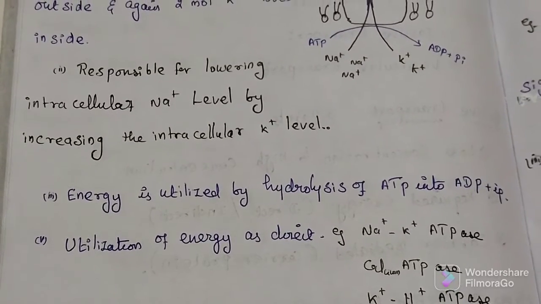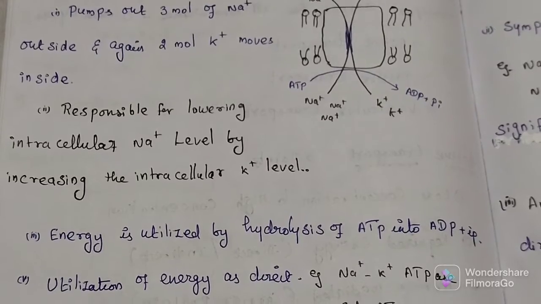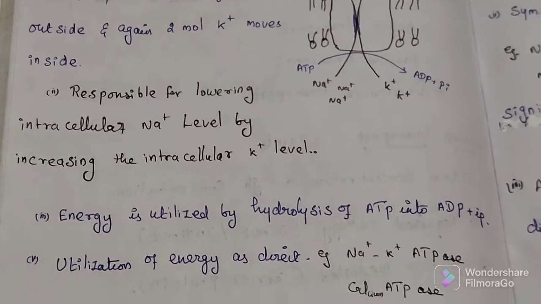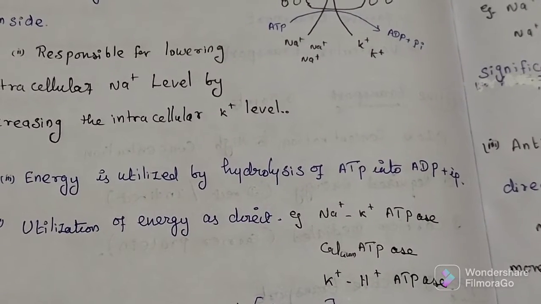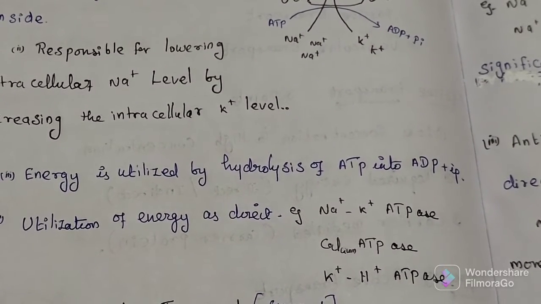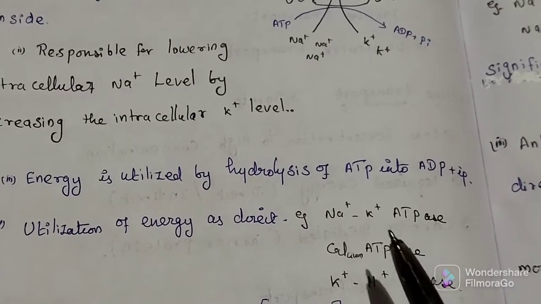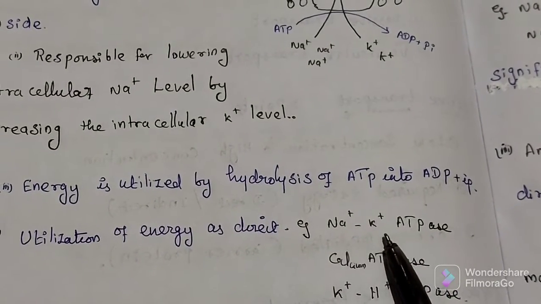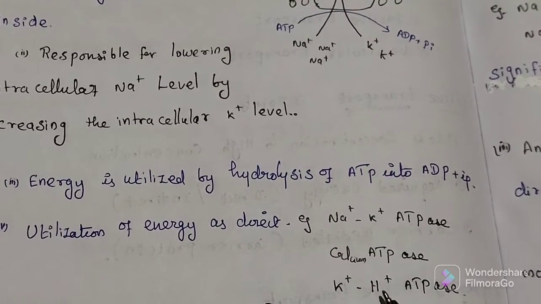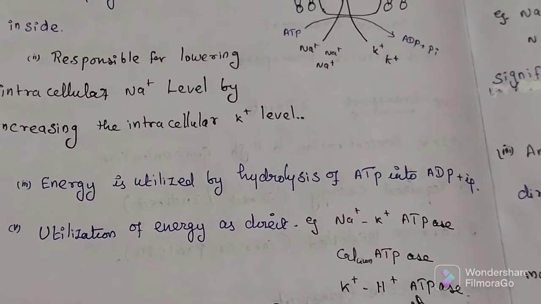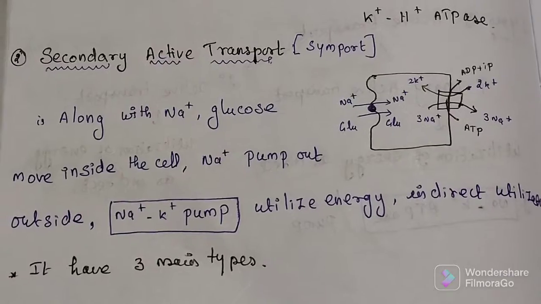Examples of primary active transport: sodium potassium ATPase, calcium ATPase, and potassium hydrogen ATPase. These are the examples of primary active transport.